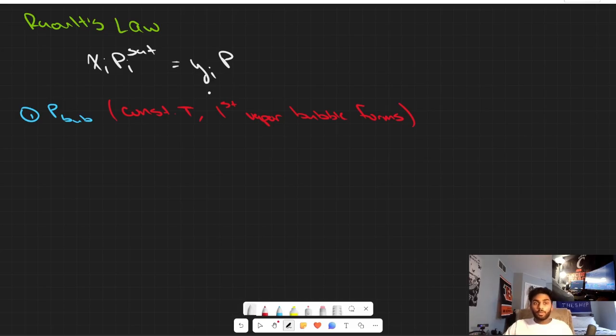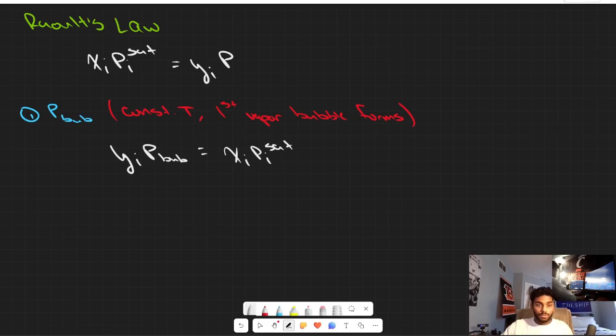And the way we manipulate Raoult's law to give us this. So let's rewrite it. I'll rewrite it in this way. So now we have our components, our vapor mole fraction of component i, and we want to find the bubble pressure. So I'll write this here, equal to x_i P_i sat.